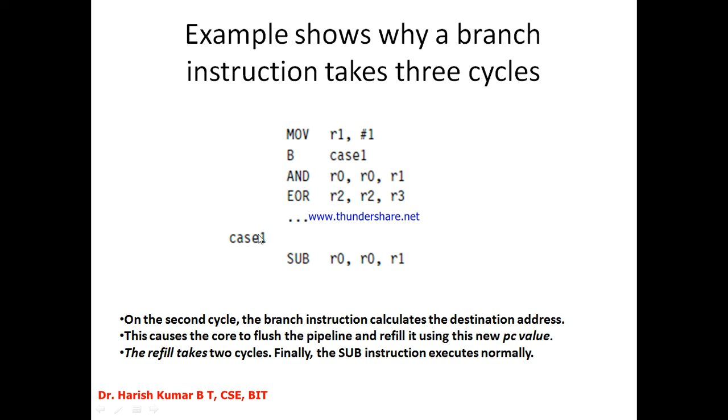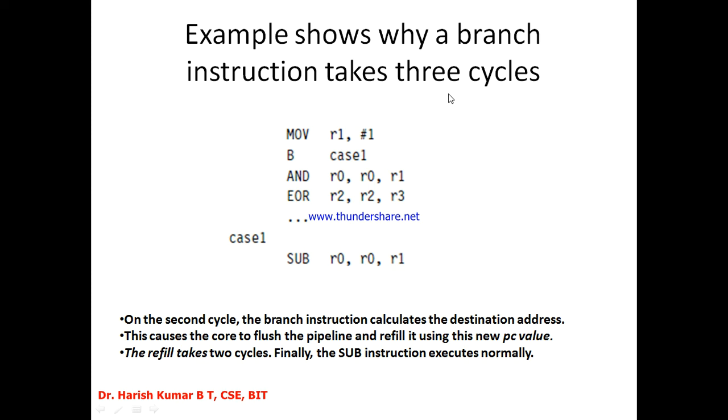By the time it jumps here, these two will be entering into the pipeline. This is in the execute stage, this will be in the decode stage, and this will be in the fetch stage. Now when the control transfers here, we don't want these 2 instructions to get executed. So I have to remove these 2 instructions from the pipeline. How many instructions do I have to remove? 2 instructions. So I have to apply 2 additional clock cycles to get these 2 instructions out of the pipeline. Hence, any branch instruction takes 3 cycles.